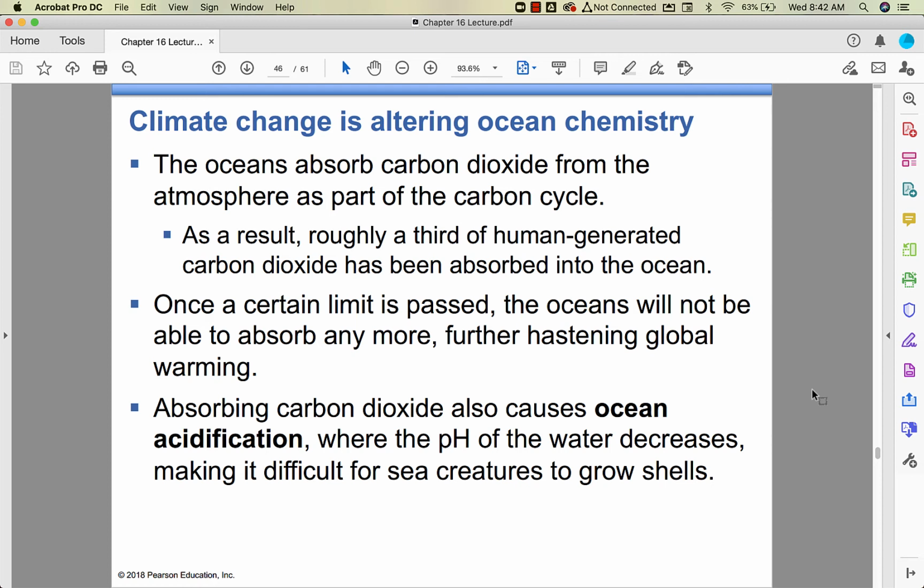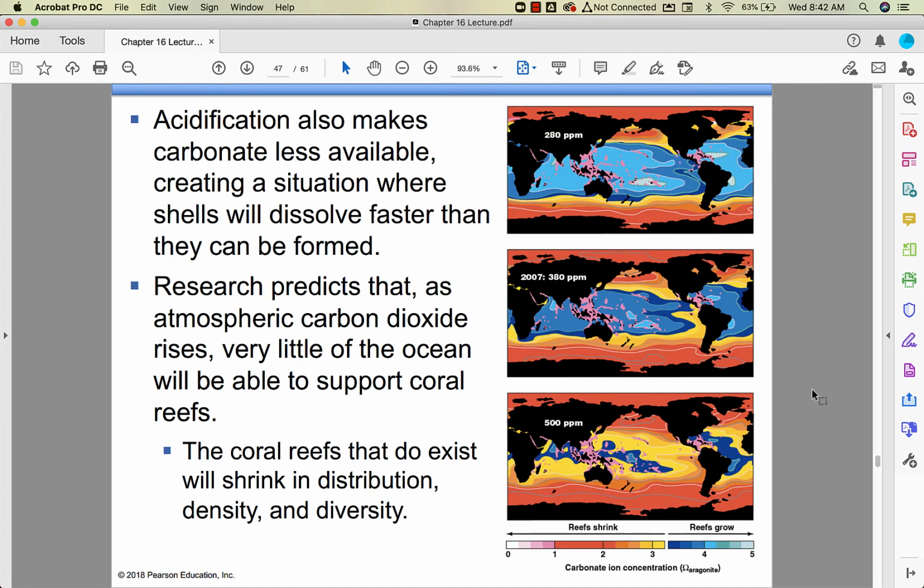If the pH of the water drops, and the shells of the critters that live in the ocean are made out of calcium carbonate, which is basically like Tums or limestone if we go back to the cemetery lab, then those shells are not going to grow as well. Coral is calcium carbonate, so coral isn't going to grow as well either. Okay, so there you go. Acidification makes carbonate less available. We're going to talk a little bit about the chemistry of that.